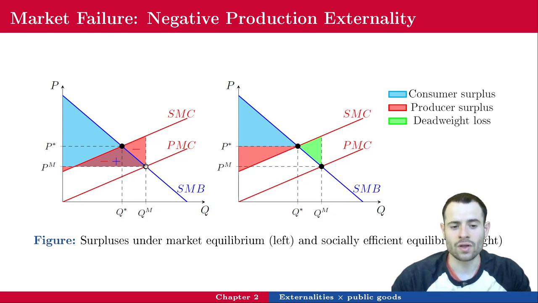What is socially efficient, though, is the point P star, Q star. This is where we would like to get. Unfortunately, this is where we are, at PM, QM, if we let agents do their own thing.